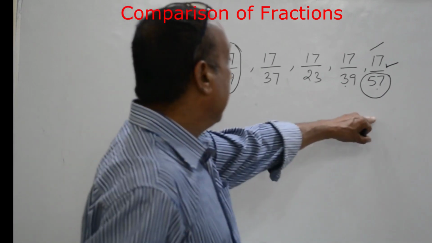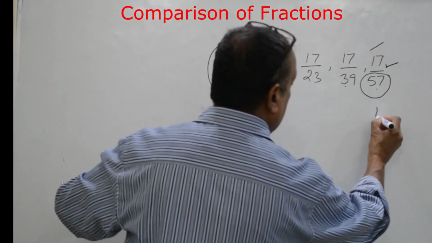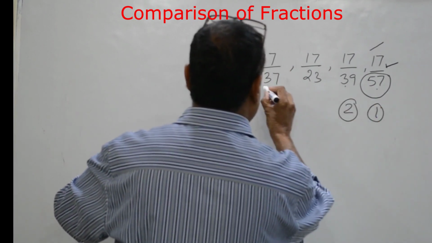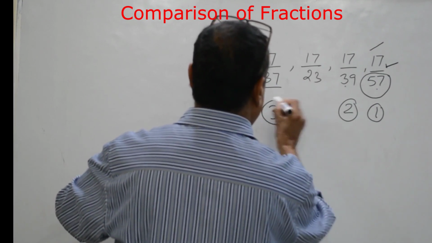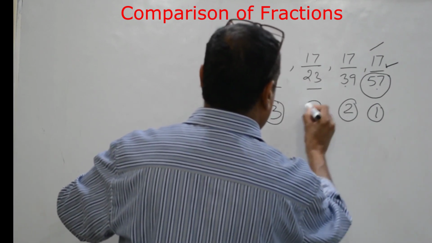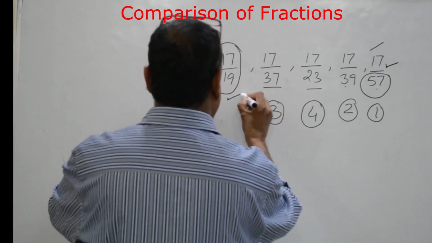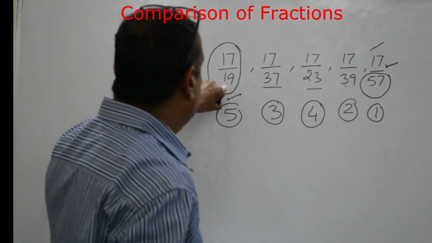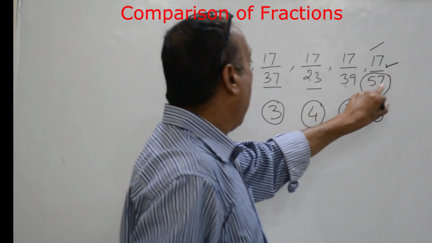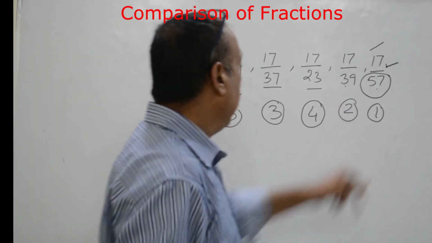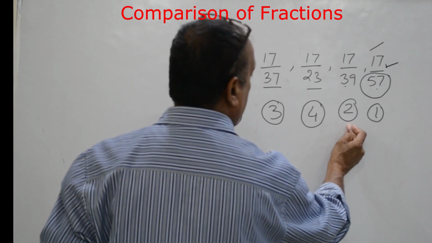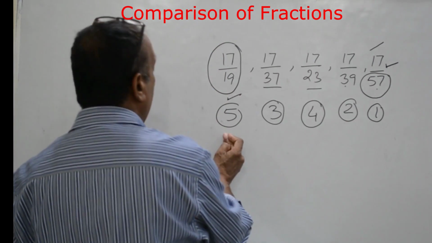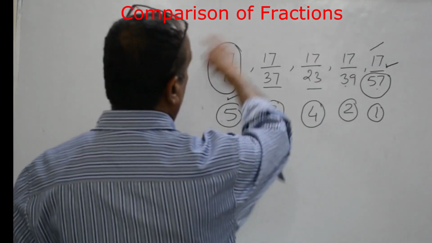So starting from the smallest to the highest, this is the smallest, it is at number 1. This is the next, number 2. This is the next, number 3. And this is the next, number 4. And this is the next, number 5. Means 17 upon 19 is the biggest, and 17 upon 57 is the smallest fraction. This is the second highest, this is the next higher, this is the next higher, and this is the highest fraction of this system.